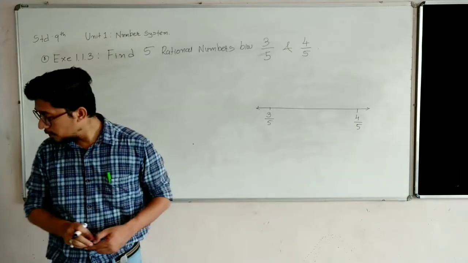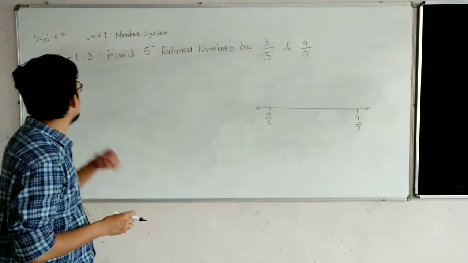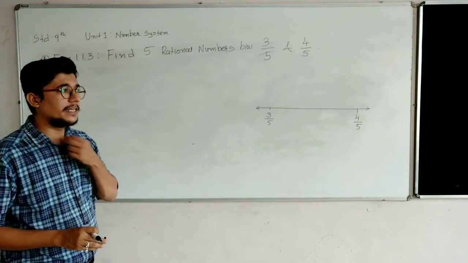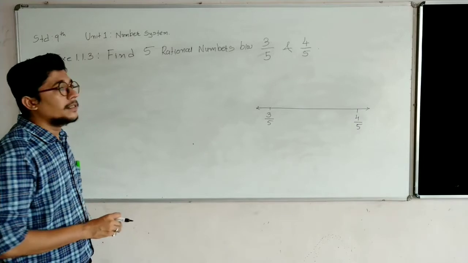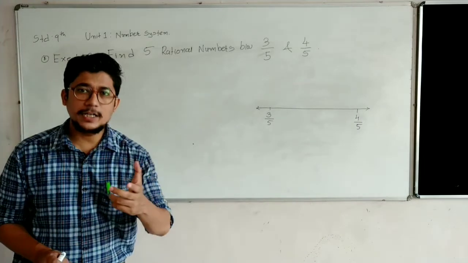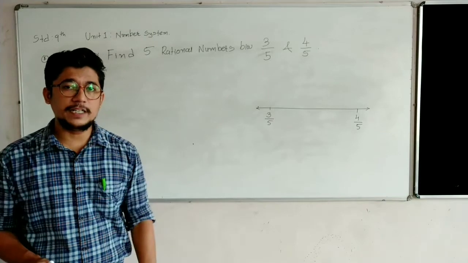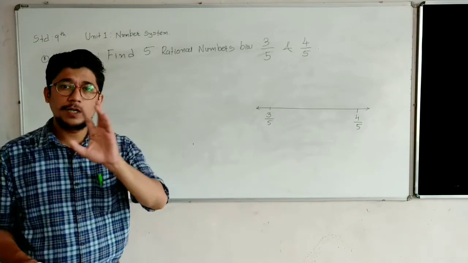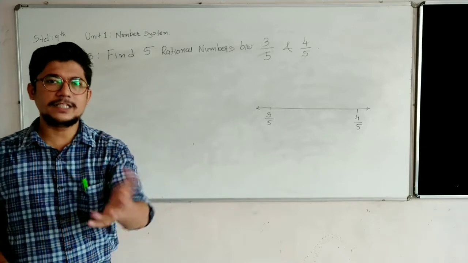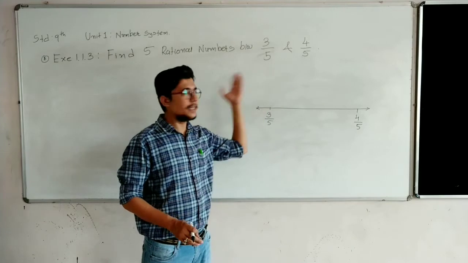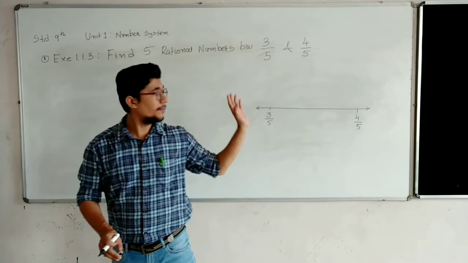So here one more problem from the exercise, that is exercise 1.1. We had done the second, now it is the third problem. The previous problem you have got is you have to find rational numbers between two positive integers. This problem is a little bit different. We have to find rational numbers between rational numbers. Here they have given 3 by 5 as a rational number on the left and 4 by 5 as a rational number on the right.